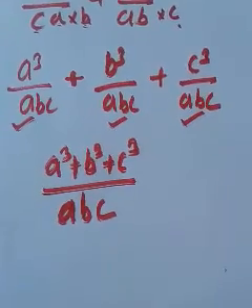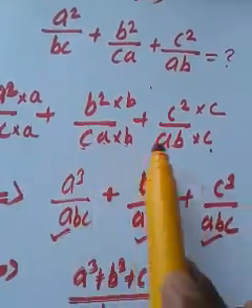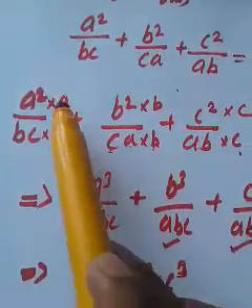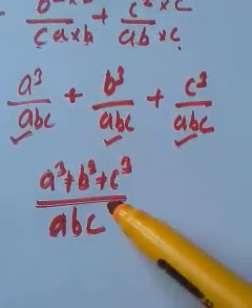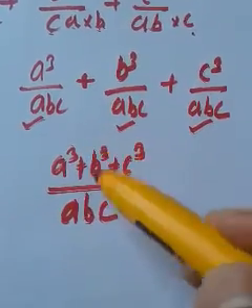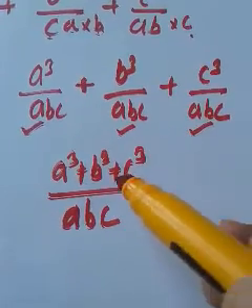Clear? So that's why I made the denominators the same. That's why I multiplied here with a, here with b, here with c. Why? Because I have to make the denominators the same. Because if the denominators become the same, we can add the fractions in a very easy way like this. I think you understood, no? Okay, so this is the thing.